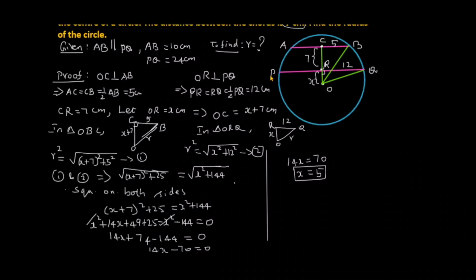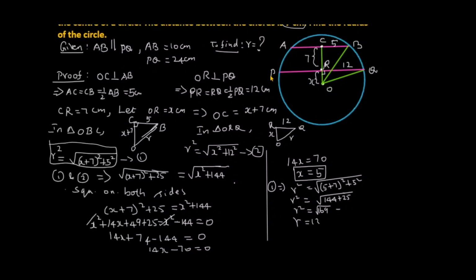If the x value is 5, you can use this to find r, using either equation 1 or 2. First equation, we will be getting r² is equal to (5 + 7)² + 5². 5 plus 7 is 12, 12 squared is 144, plus 25. So r² is equal to 169. So r is equal to 13 centimeter.